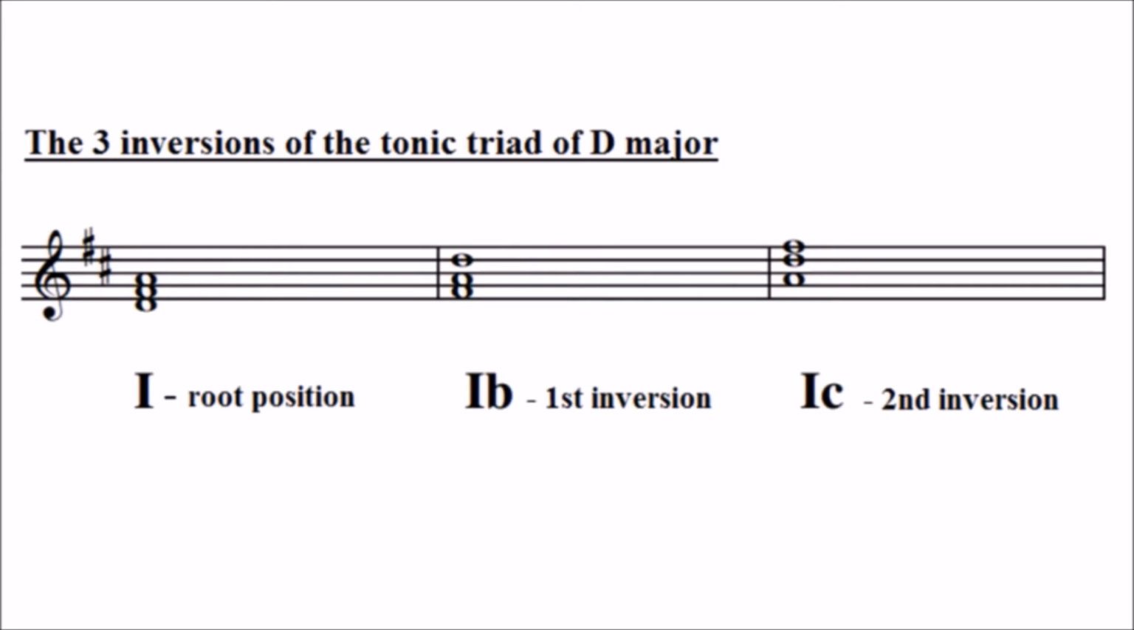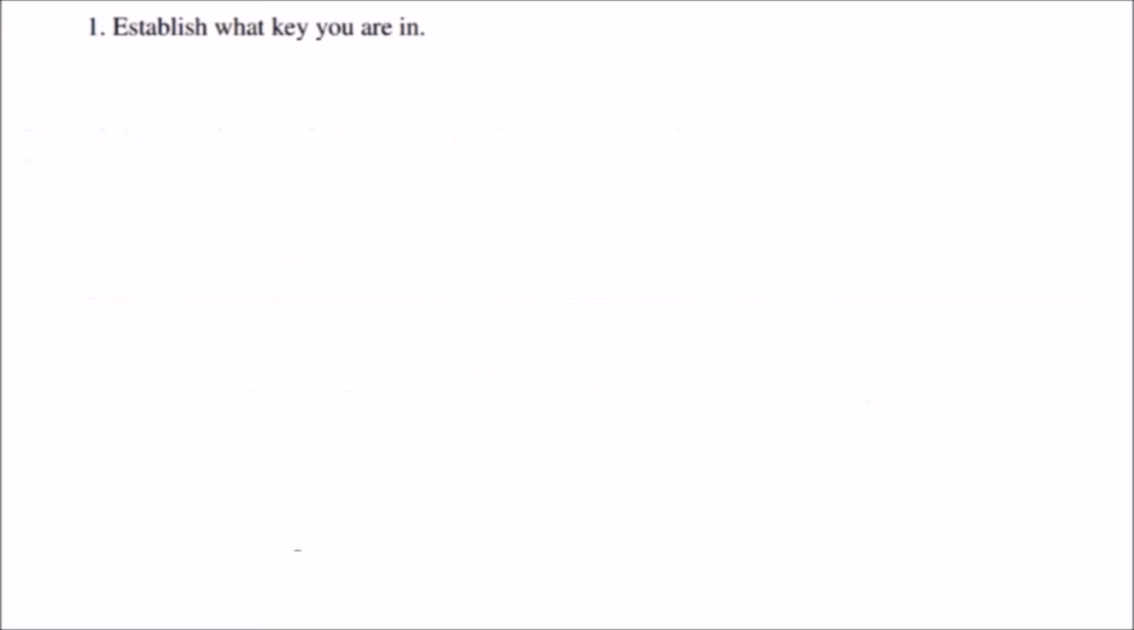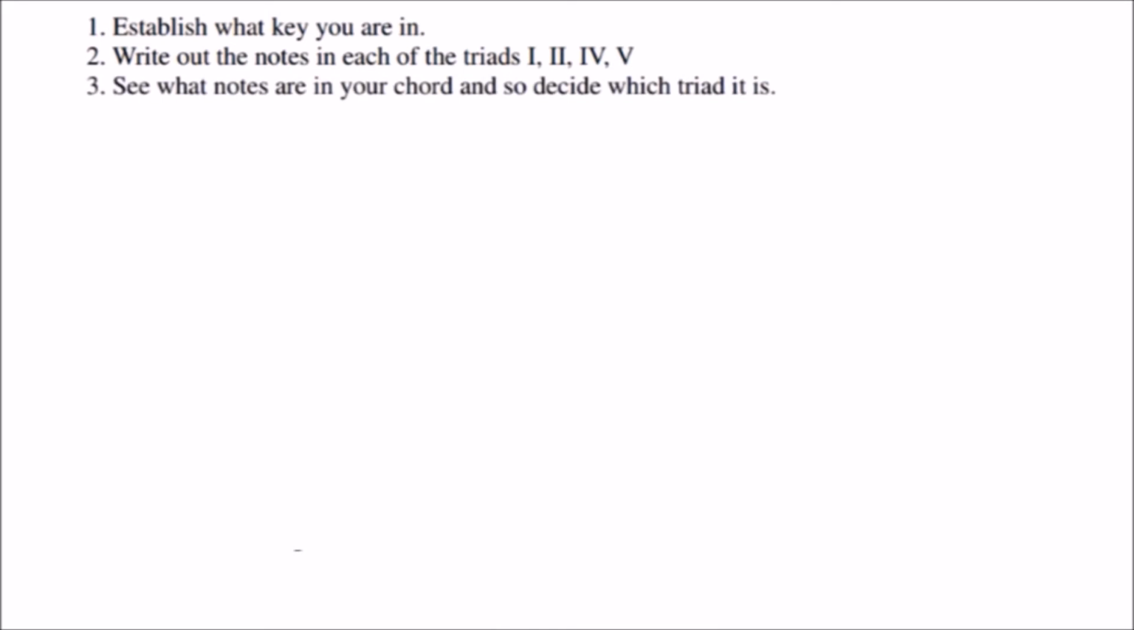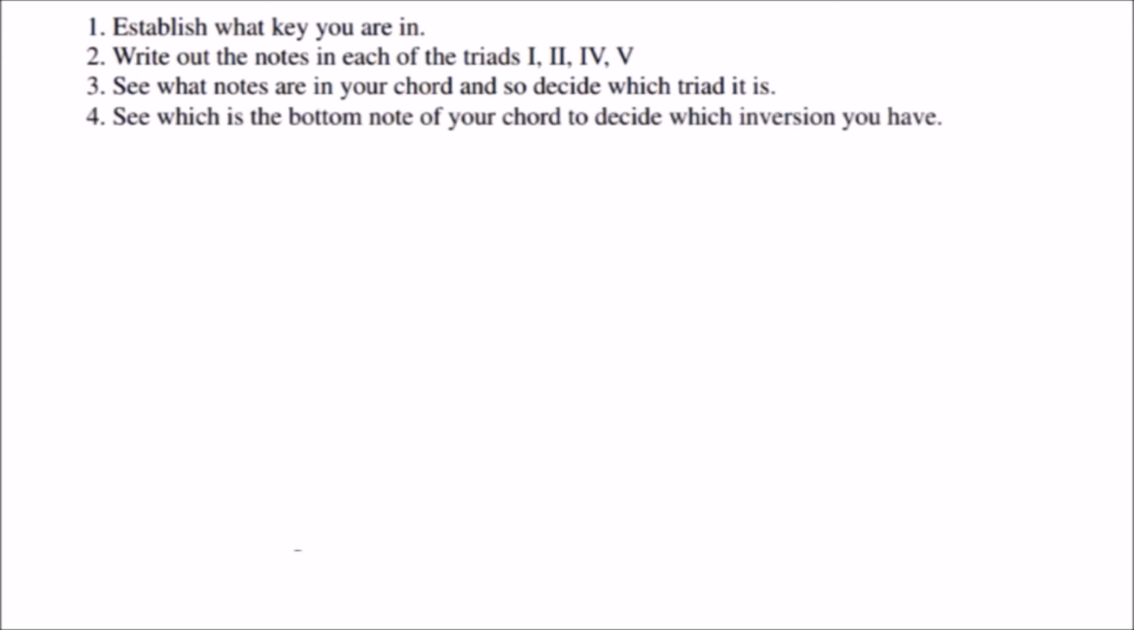If this is all sounding a bit complicated, just simply follow these rules to name a chord. First of all, establish what key you are in. Secondly, write out the notes in each of the triads I, II, IV and V. Thirdly, see what notes are in your chord and so decide which triad it is. And fourthly, see which is the bottom note of your chord to decide which inversion you have.